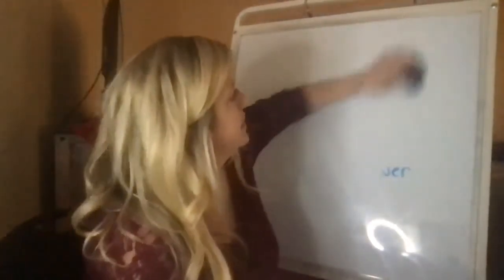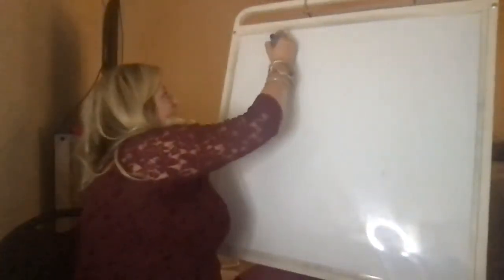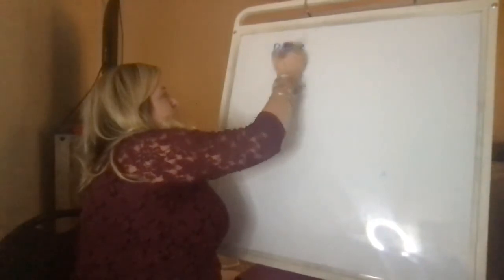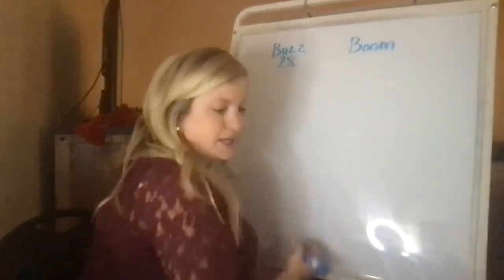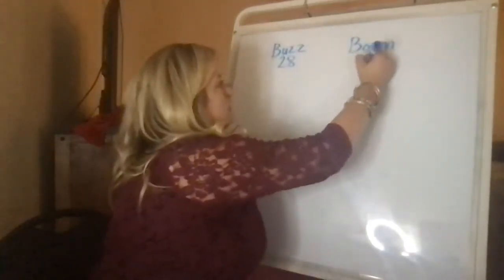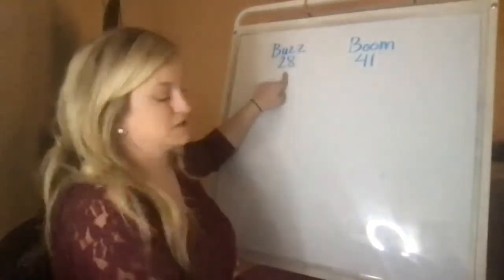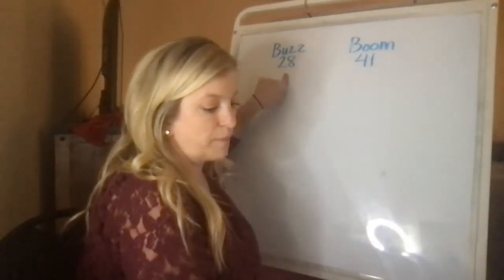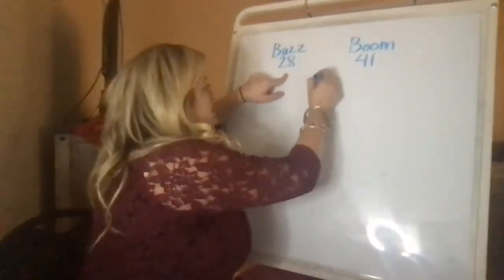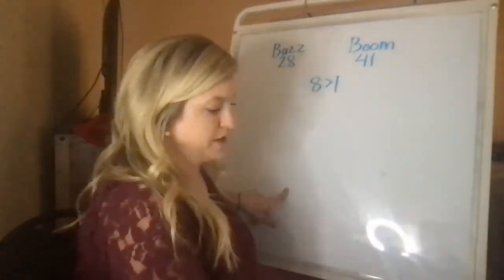On the next page, page 503, it's our good friend Buzz. Buzz collects 28 rocks. So I'm going to write Buzz, and he has 28. And then our friend Boom, Buzz and Boom, collects 41 rocks. Buzz says he has more rocks than Boom because 8 is greater than 1. Do you agree? Why or why not?